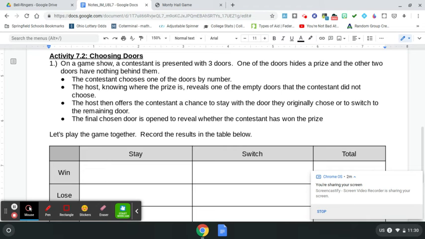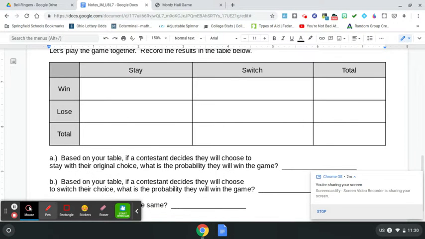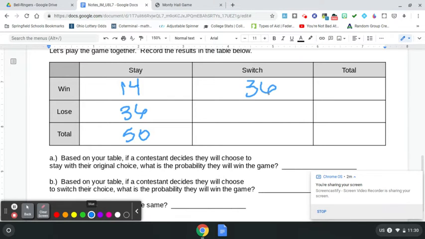So I go back to my notes, and now I'm ready to fill in my two-way table. If I remember correctly, when I stayed, I won 14 times and I lost 36 for a total of 50. When I switched, I won 36 times, lost 14 for a total of 50. I add across, that was 50, that was 50, and that's 100. I don't think it'll be like that all the time, where it ends up being 50, 50, 50, 50. Okay, so now we're ready to answer the questions.